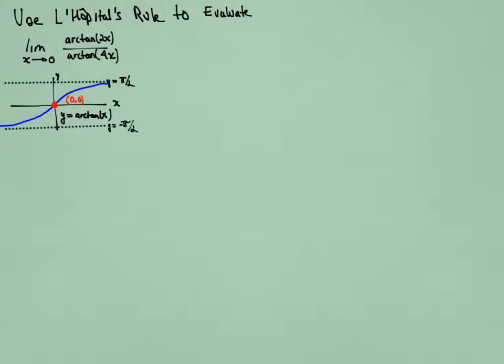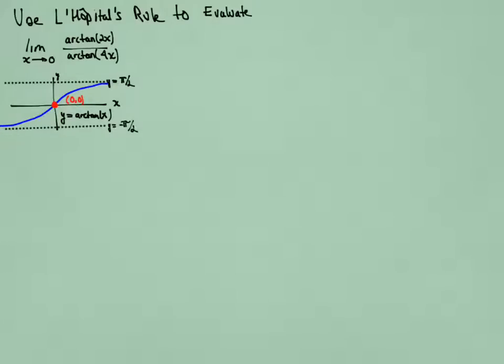In this video, we'll use L'Hopital's rule to evaluate a limit, including two arctangent functions, arctangent of 2x over arctangent of 4x, and we're going to look at what happens as x approaches 0. It's probably a good idea to begin by reviewing what the graph of arctangent looks like, and in this case I've drawn the blue curve is the arctangent function here, and we can see it passes through the origin, so arctangent of 0 is equal to 0.